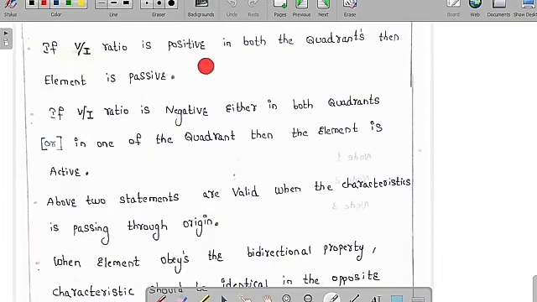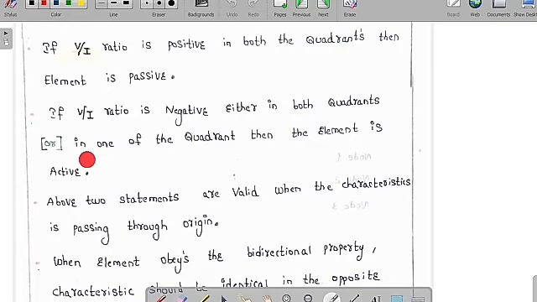If the V by I ratio is positive in both coordinates, then the element is said to be passive. If you do a division or multiplication and always get a positive value, then it is a passive element. If the V by I ratio is negative in both coordinates or in one of the coordinates, it is said to be an active element. If the ratio or the product of voltage and current is negative, then definitely that element is an active element.